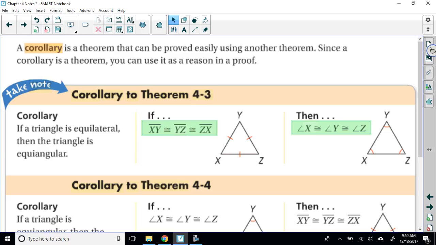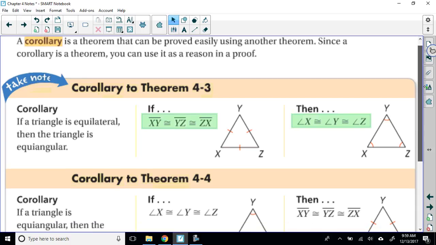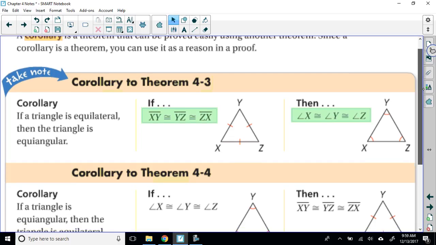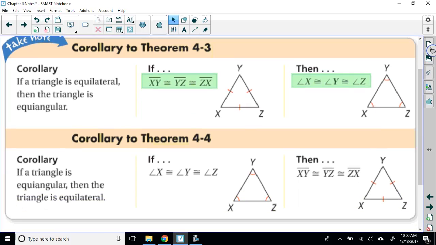So it's basically kind of like it builds on the earlier theorem. The earlier theorem was talking about isosceles triangles. And this one just extends that idea to equilateral triangles. In the proof of that, I would imagine at some point would probably involve CPCTC.